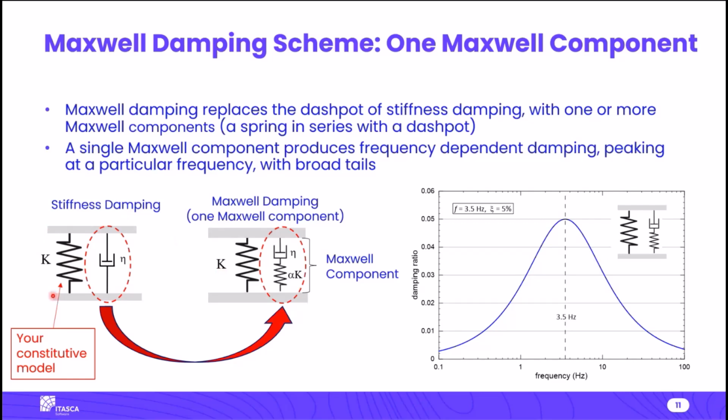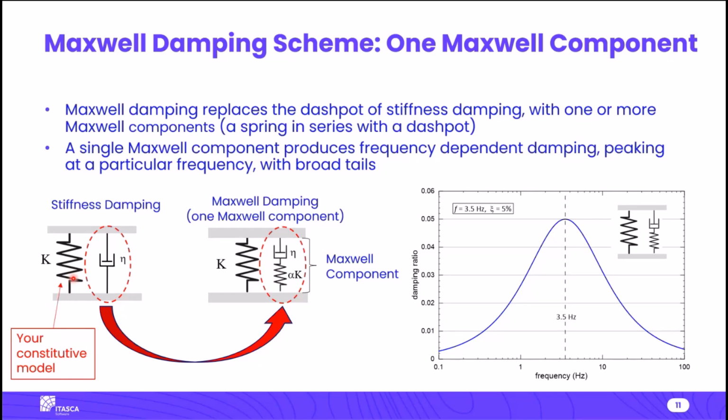Again, this is stiffness damping over here. You have this viscous dashpot, which becomes super stiff at high frequencies. That's the whole problem with stiffness damping at high frequencies. And it's an obvious idea: let's stick a shock absorber in here, sort of a spring. So we put a spring in series with our viscous dashpot. That's called a Maxwell component. And I should mention that in all of these spring-dashpot models, this main spring represents your constitutive model, linear or nonlinear.